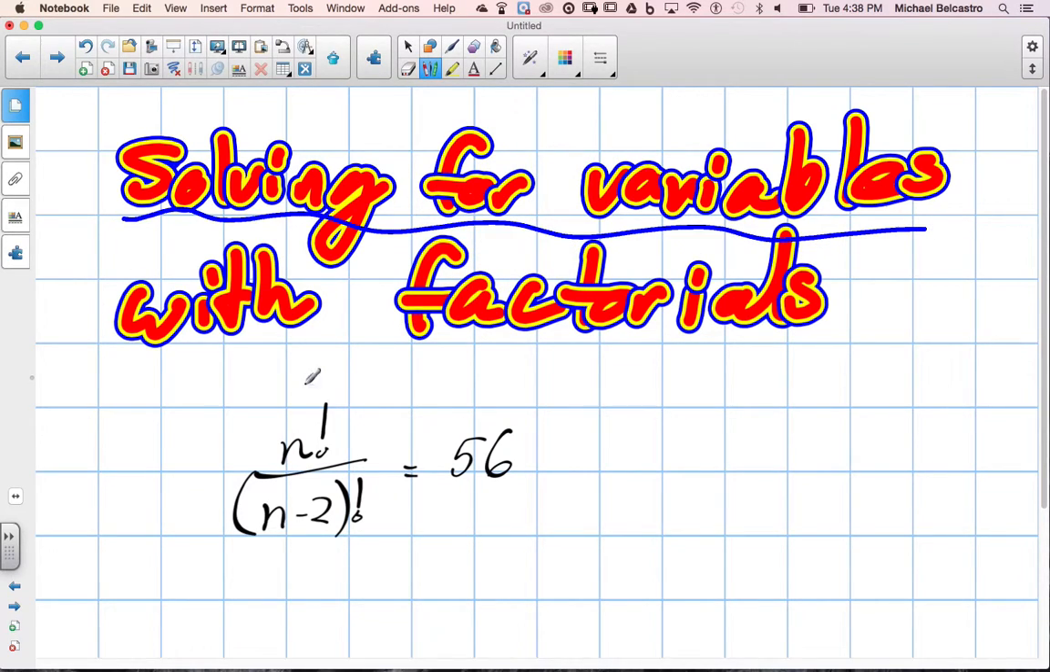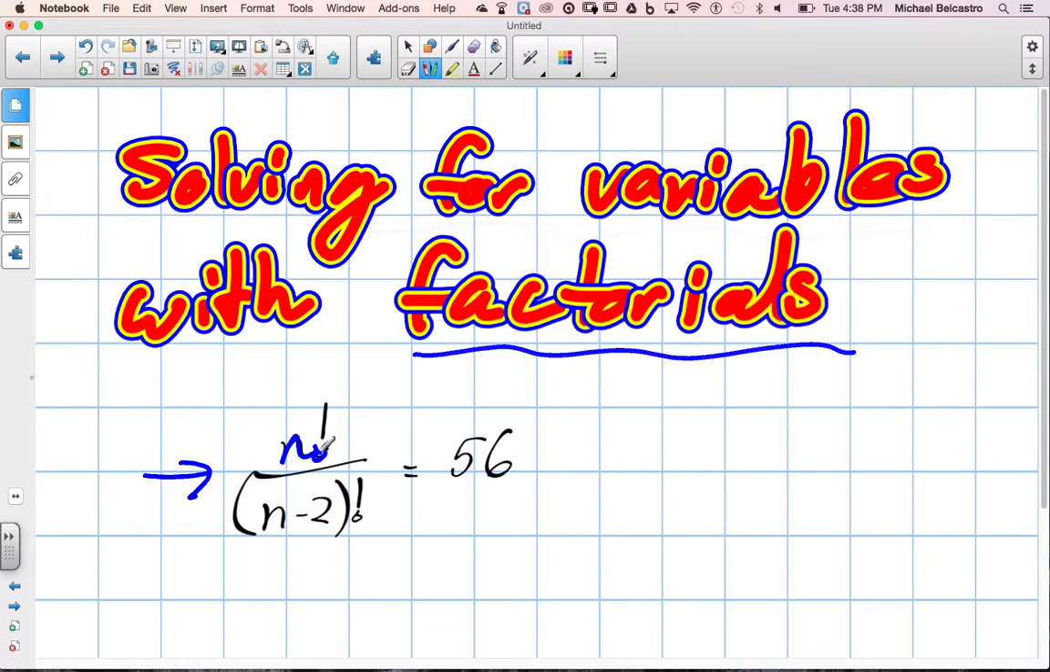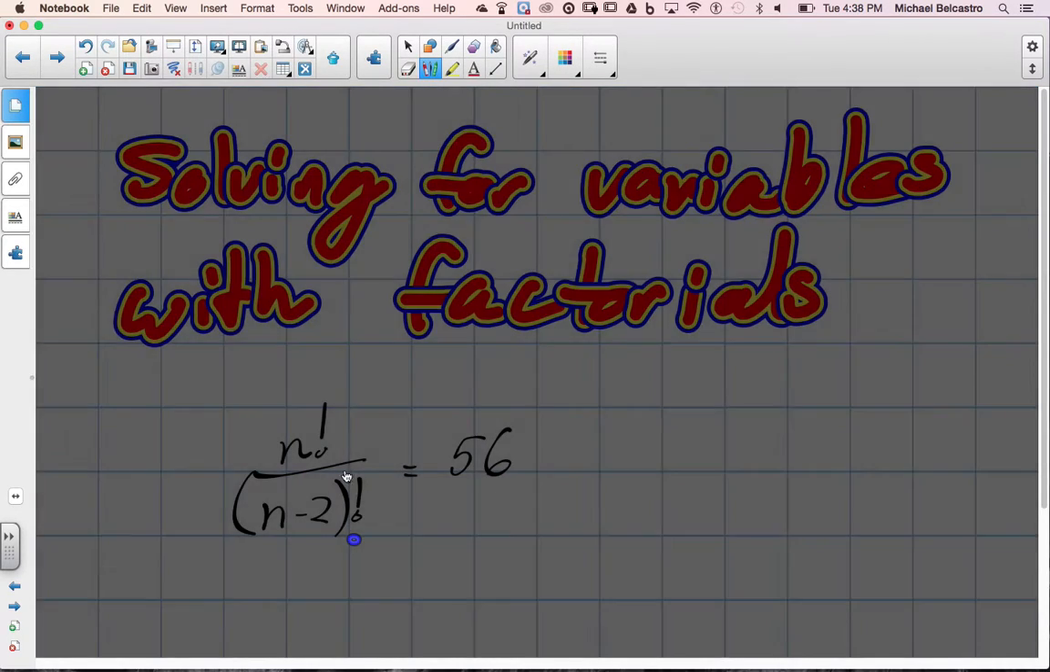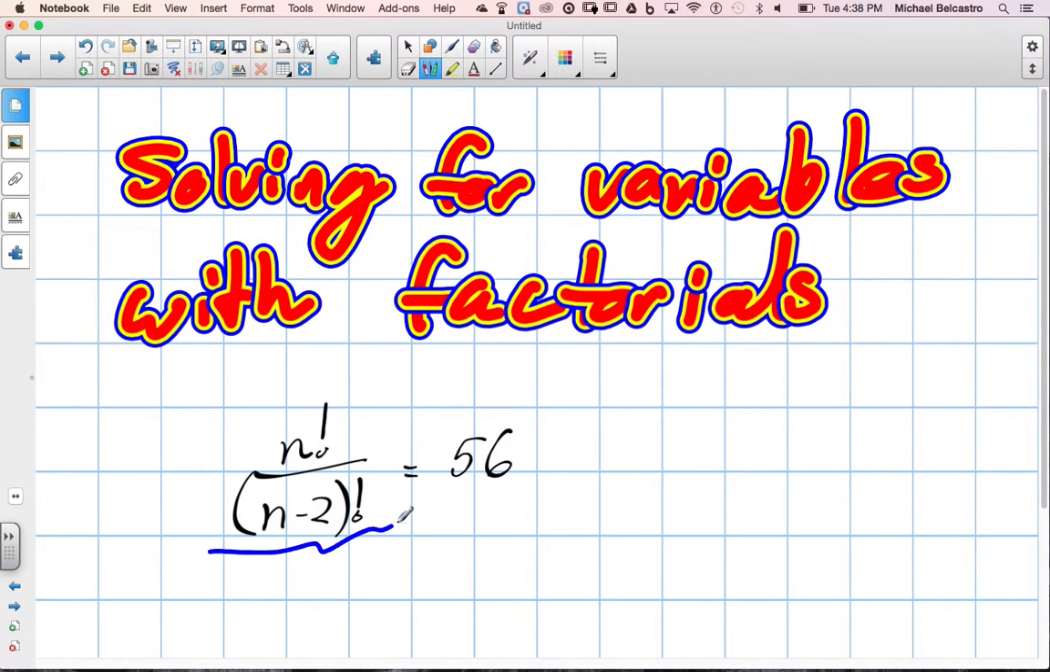We're going to solve for a variable, but there are factorials in our question. So we have this quotient here, which is like a fraction, or a division question. We have n factorial over n minus 2 factorial. So the very first thing we're going to do is simplify this side here. And then once we've simplified, we'll see what we can do to isolate and try to figure out what n is equal to.